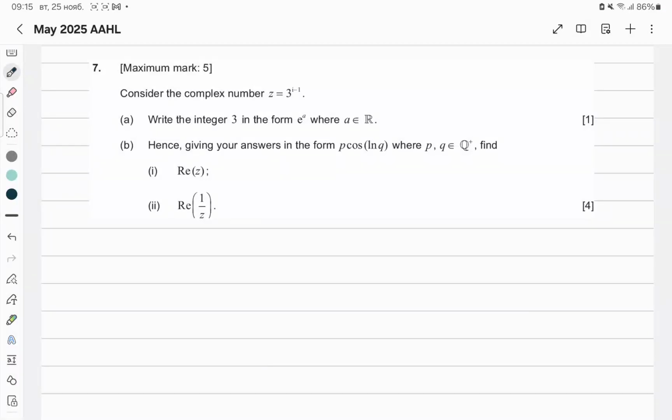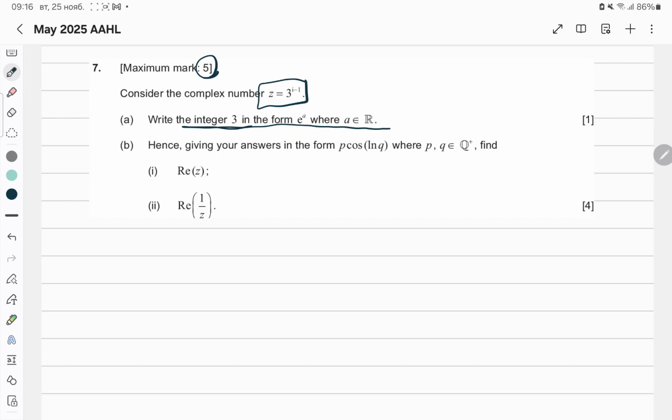Hello, in this video we're going to consider past paper May 2025 Analysis and Approaches high-level course, question number 7. It's paper 1, non-calculator paper, and let's have a look. So it is 5 marks, and definitely it's about the complex number. So we have to consider the complex number z is equal to i minus 3 in power i minus 1, and we have to write integer 3 in the form e in power a.